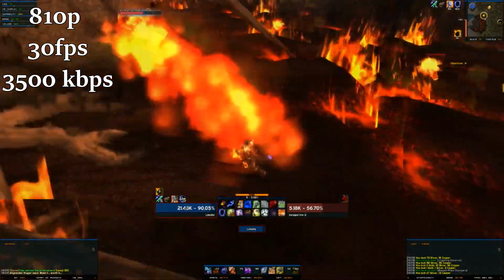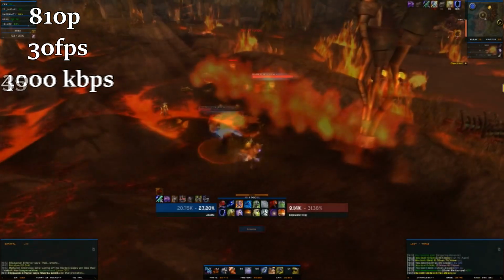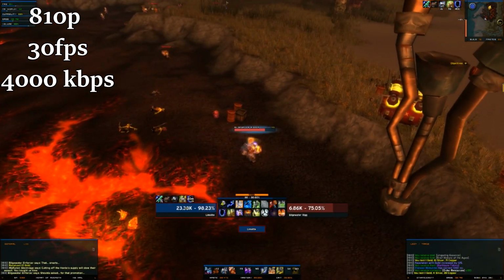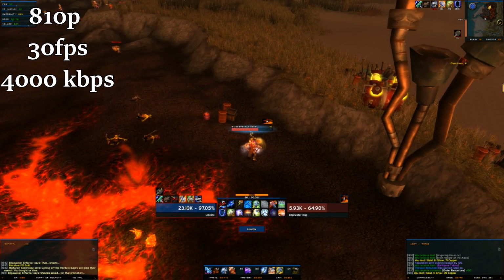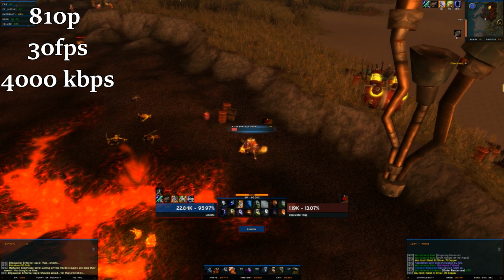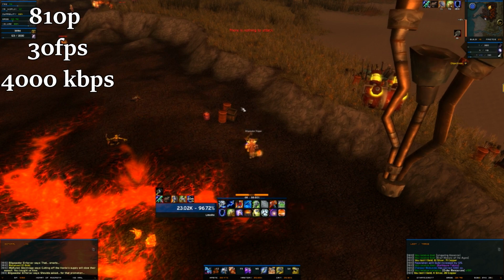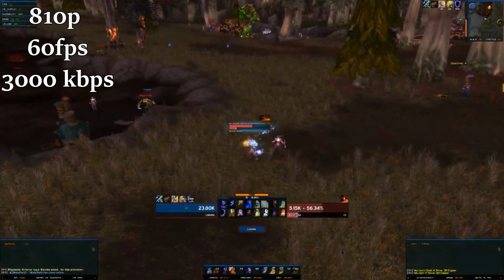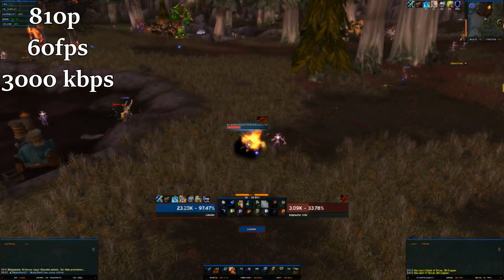810p rather, looks pretty good at 30 frames per second and 3500 or 4K bitrate. This is a really good middle ground for somebody who has 3000 or 4000 kilobit per second upload and wants to stream a good looking image. You can give up that 60 frames per second and go for 30 frames per second at this bitrate, and it still looks pretty good.